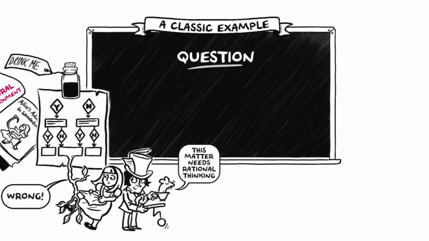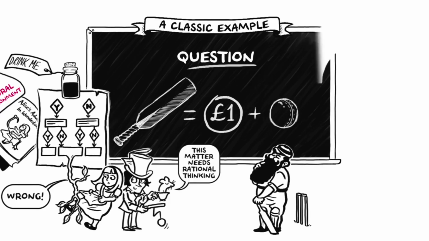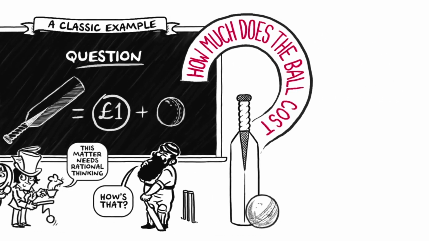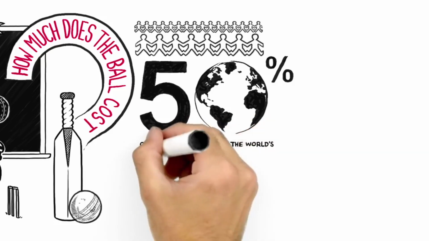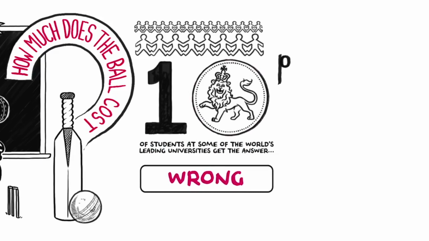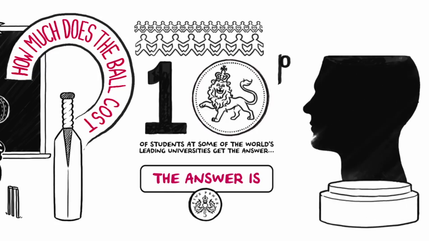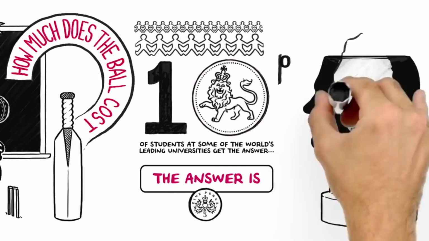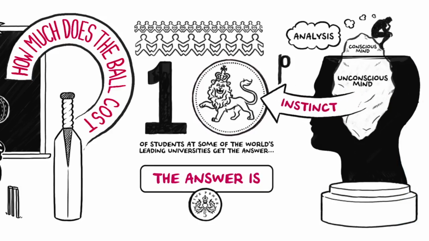Here's a classic example. A bat and a ball cost £1 10p. If the bat costs £1 more than the ball, how much does the ball cost? Most people, including over 50% of students at some of the world's leading universities, get the answer wrong and say 10p. The answer is actually 5p. Many of us choose 10p without thinking. This is because our unconscious mind uses instinct, not analysis. So our unconscious is fallible.